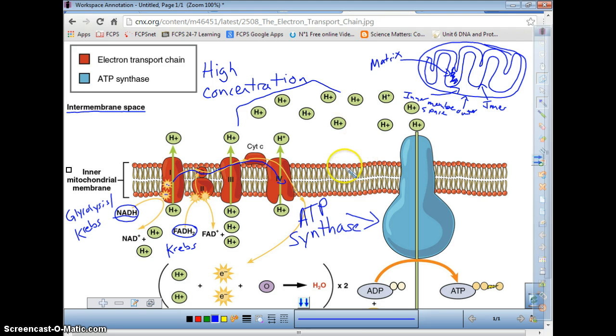The hydrogen ions will then pass through ATP synthase to go from a high concentration to a low concentration. And as the hydrogen ions pass through ATP synthase, the enzyme will literally spin and convert ADP into ATP. Okay? And you end up with 34 to 36 ATPs at the end of all that. All right? Good job.